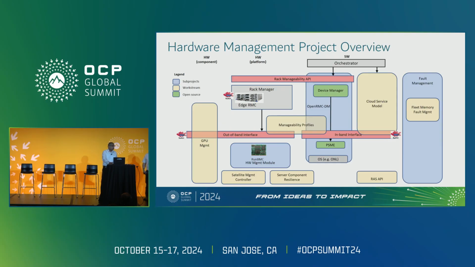In this talk, we will not focus on the sub-projects. Just real quick, the Run BMC specification is pretty much stable; right now, it's in maintenance mode. Open RMC and DM, the device manager and RMC, the rack manager controller, were merged and became one single project, which is actively defining both the device manager and rack management API. For fault management, we will specifically focus on the fleet memory fault management work stream.